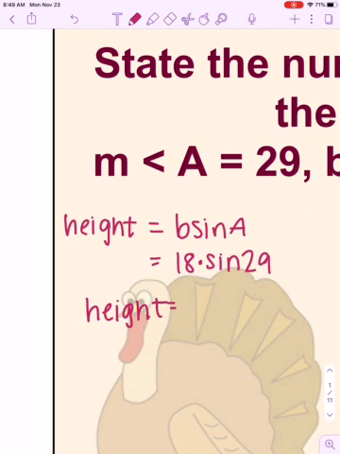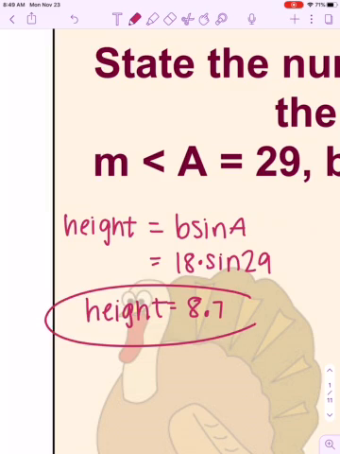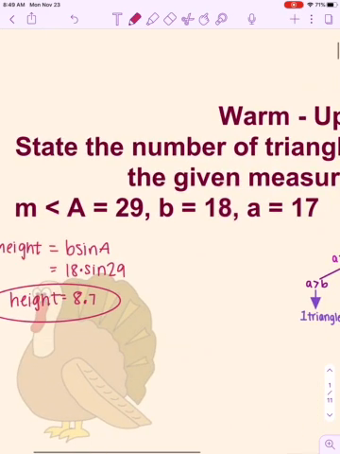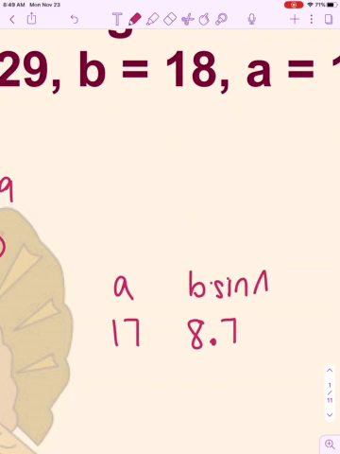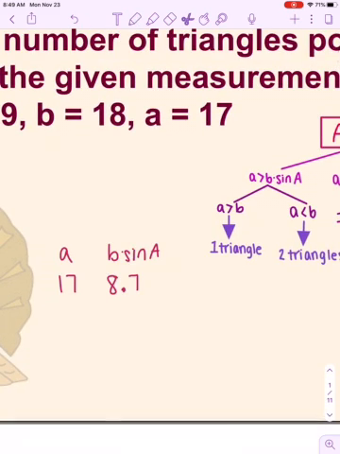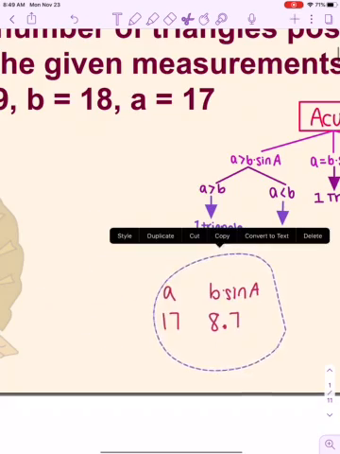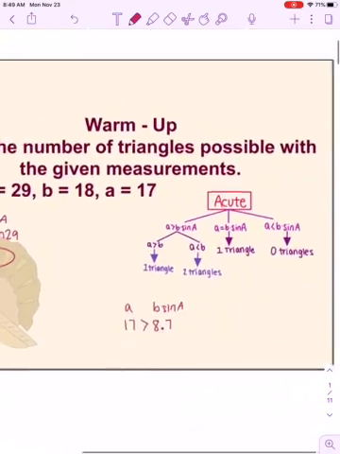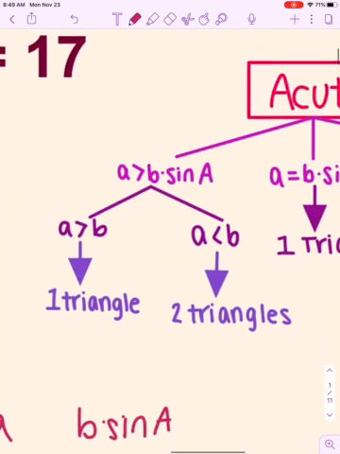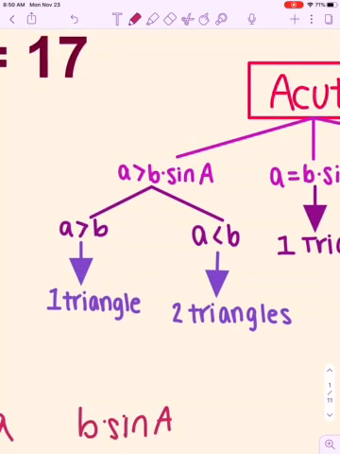So your height is 8.7. And then we have to compare side A with our height. So side A is 17, our height is 8.7. This is A, this is B sine A. And we look at our little chart to tell us where we need to be. So side A is greater than our height, so we are here.